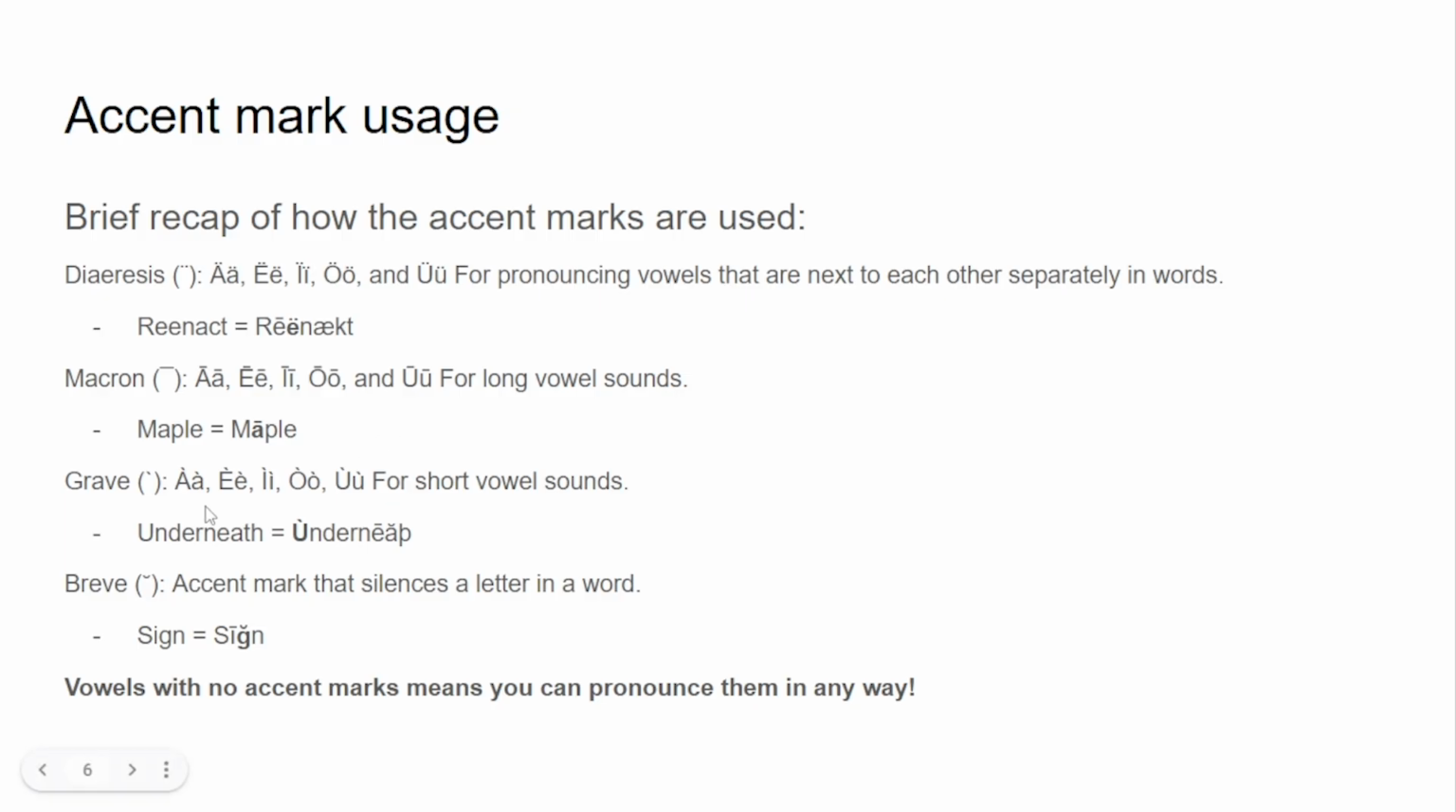And then there's the grave. It's the complete opposite of a macron. It's for short vowel sounds. So like the U here in underneath. And finally we got the brief. It's the accent mark that silences a letter in a word, as I mentioned before. So like the G in sign. Vowels with no accent marks means you can pronounce them in any way. So yeah.